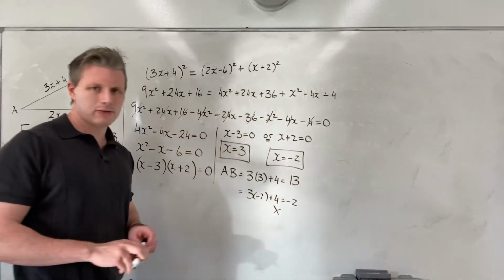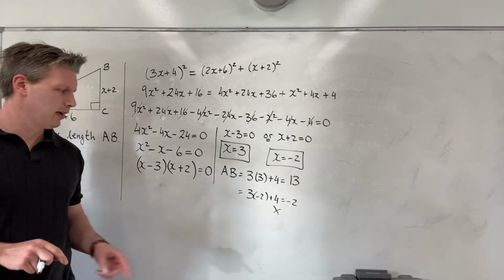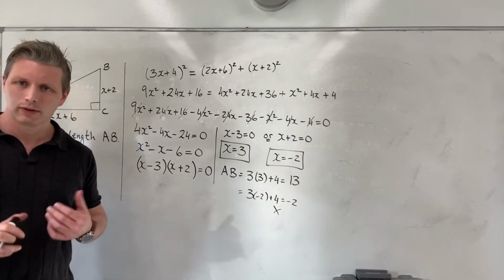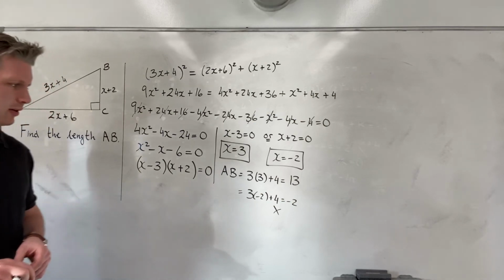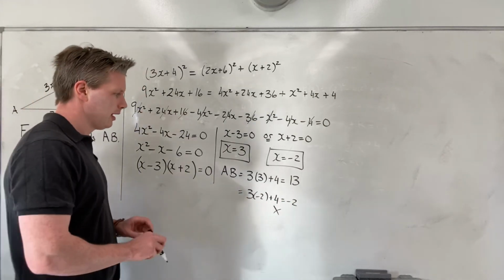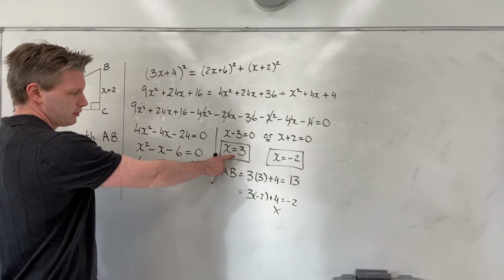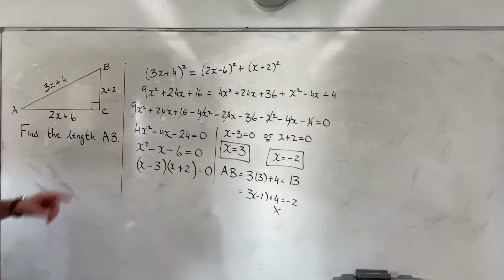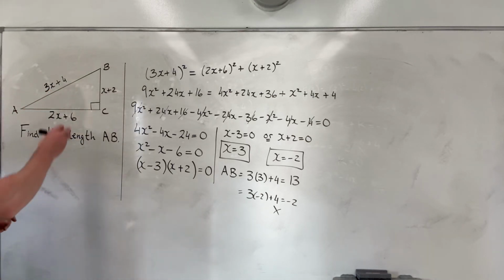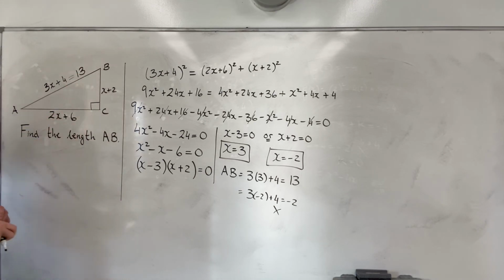That is a solution that I can ignore. I'm getting a length of AB which is negative. That's a non-physical answer. And so I will discard the answer x equals negative 2. And so the solution for x that I will choose is x equals 3. That gives me a length of AB equal to 13.